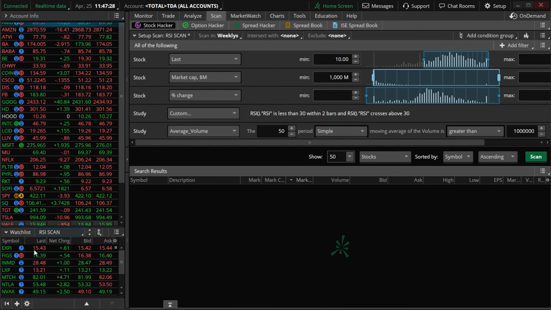But that should give you guys all a better understanding of the RSI indicator, how it can be used in a practical application, and how you guys can create a custom scan within Thinkorswim.